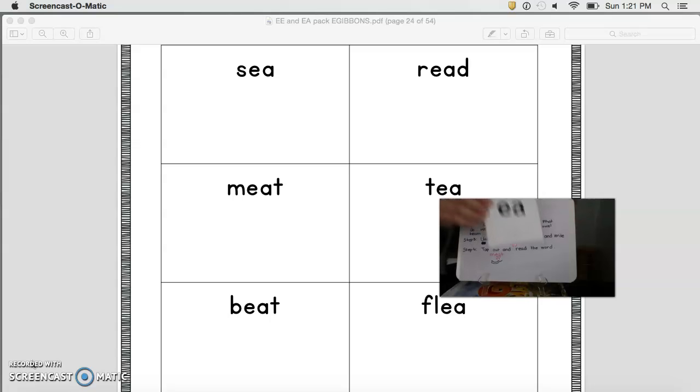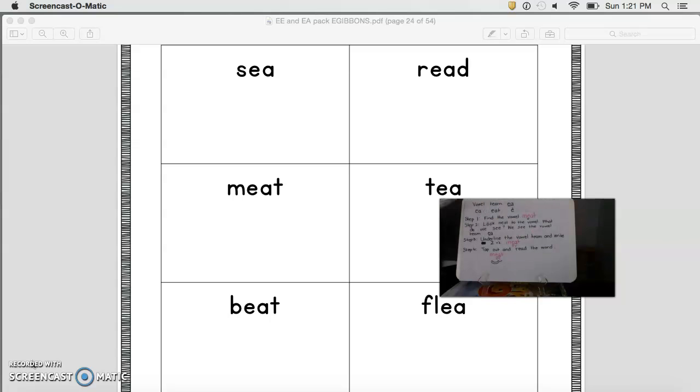Let's get started. First, let's watch me trace and say the card, and then you will help me trace and say the card. E, A, eat, E. Can you boys and girls do it with me? E, pick up two fingers and let's go. E, A, eat, E. Excellent, boys and girls.